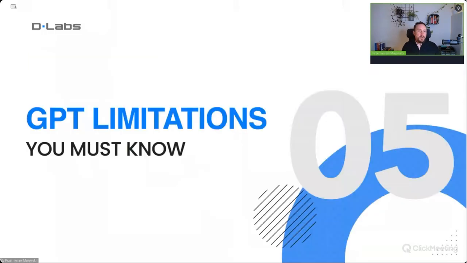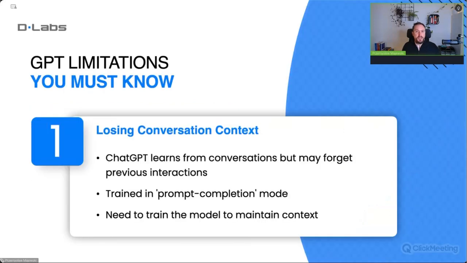GPT limitations. So as today's webinar centers around the GPT, let's focus on this model to make an informed decision about integrating GPT into your business processes. A clear understanding of its limitations is essential. So let's delve into those constraints. One major issue with ChatGPT is that it can lose the context of conversation. Even though it learns from our interactions, it might feel like talking to a forgetful grandparent who can't remember what was said in the last sentence. How to address this problem? We need to train the model in a way that helps it retain the context.